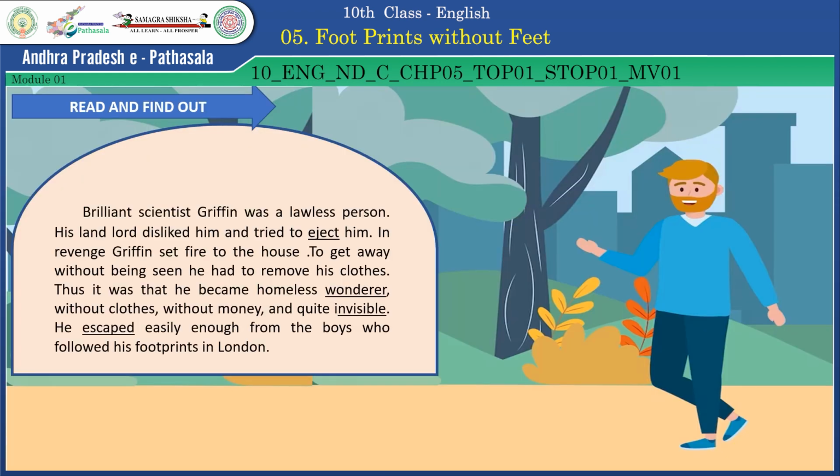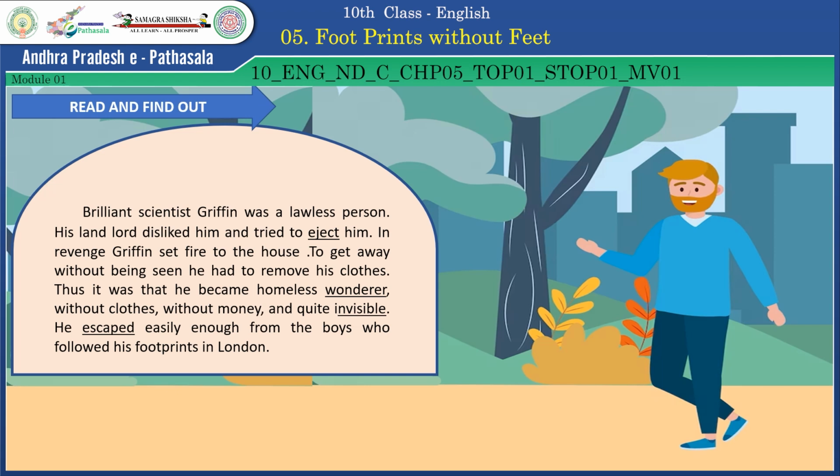Brilliant scientist Griffin was a lawless person. His landlord disgraced him and tried to eject him. In revenge, Griffin set fire to the house. To get away without being seen, he had to remove his clothes. Thus it was that he became a homeless wanderer, without clothes, without money, and quite invisible. He escaped easily enough from the boys who followed his footprints in London.